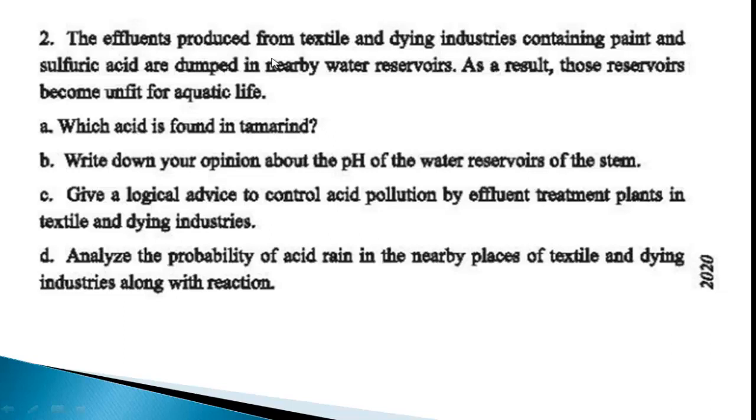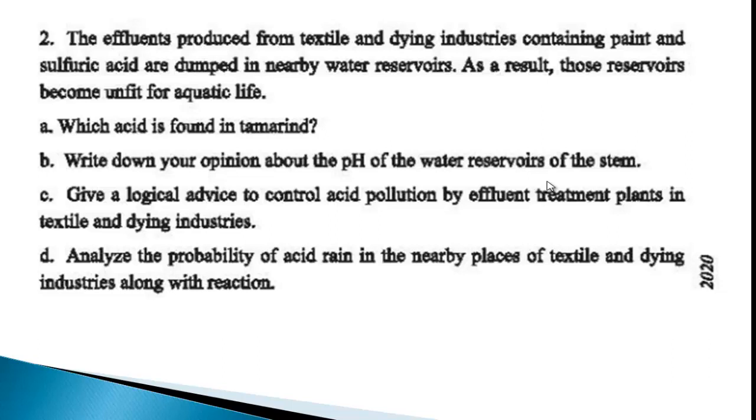Follow here, the water reservoir contains waste substances, sulfuric acid from different dyeing industries, isn't it? So with sulfuric acid, its pH is obviously below 7. So here, showing this logic, you have to say the pH of the water reservoir of the stem must be below 7. Give a logical advice to control acid pollution by effluent treatment plants in textile and dyeing industry. That means how effluent treatment plants actually control the exhausted pollutant acid.